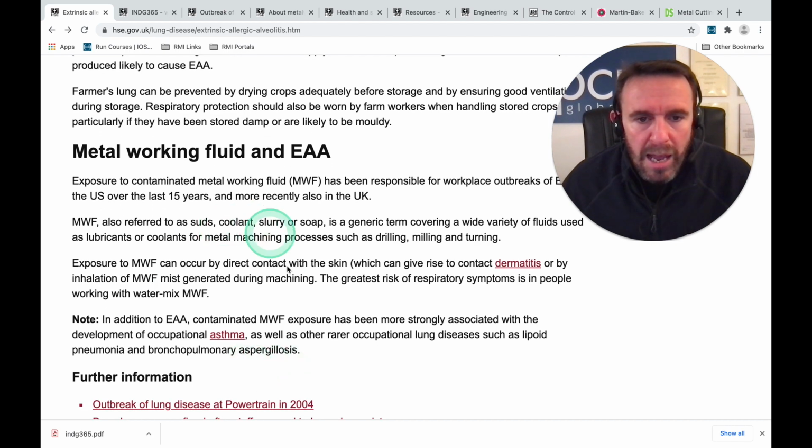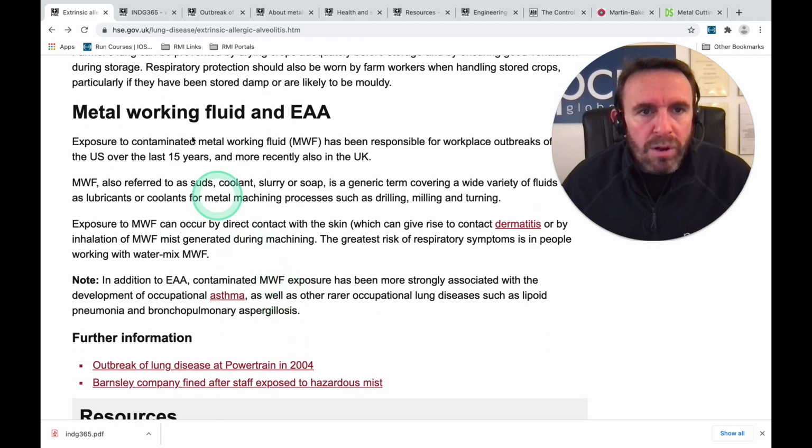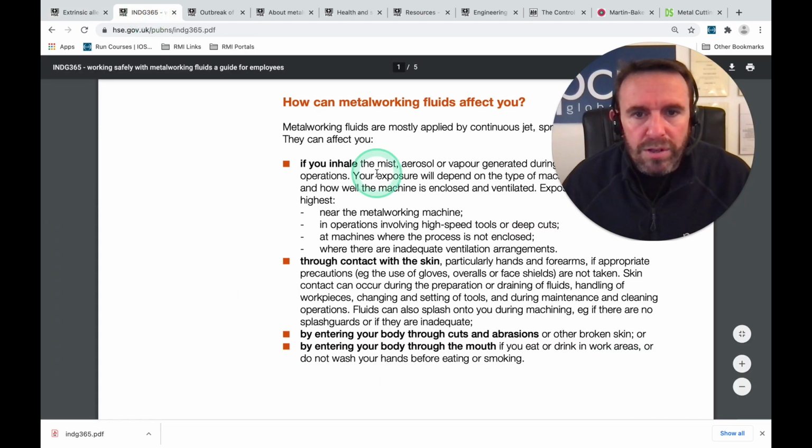So, is there any guidance around? INDG 365.